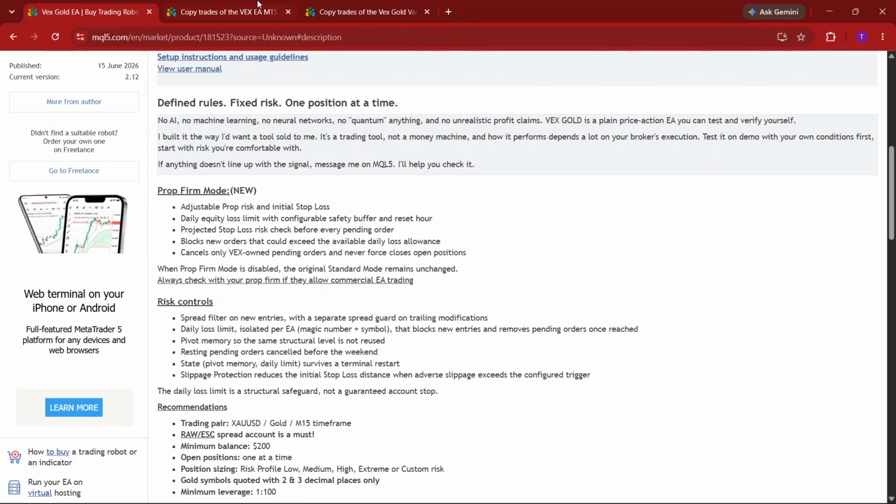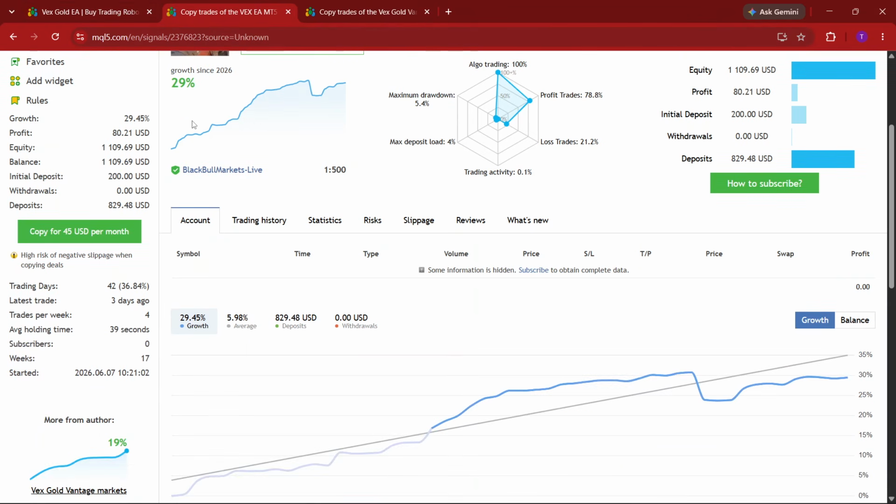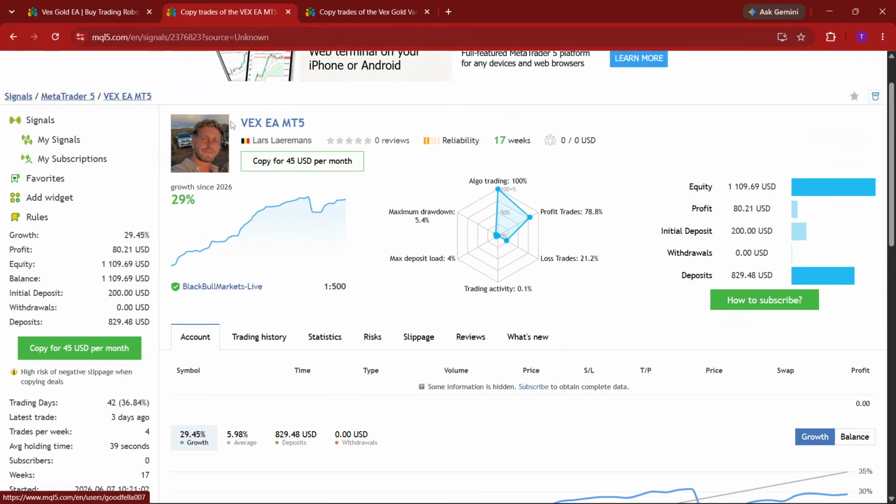Now on the live side, he links a couple of signals. Let's look at the Black Bull. At the time of writing, it's showing 29% growth over about 4 to 5 months, a relatively low drawdown figure, and a high win rate in the 70s, as you can see. Average holding time on the signal is under a minute. It also mentions a higher risk version of the same logic.